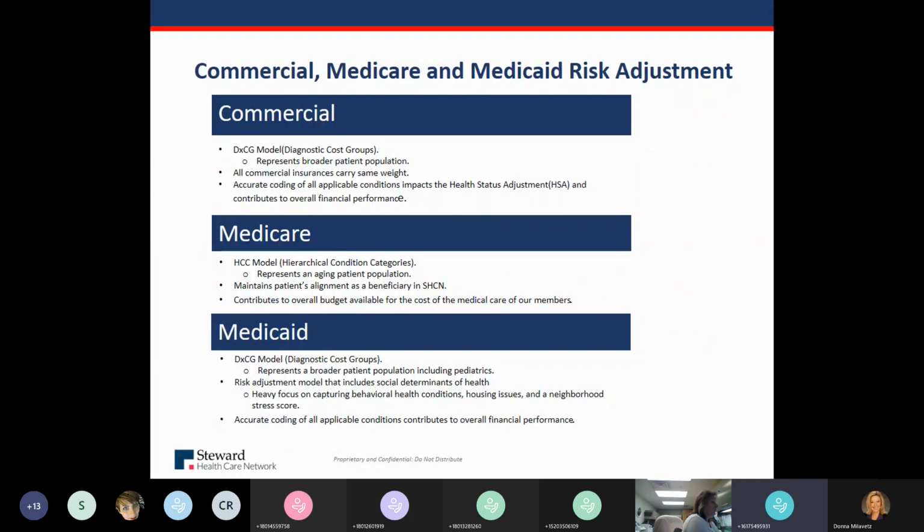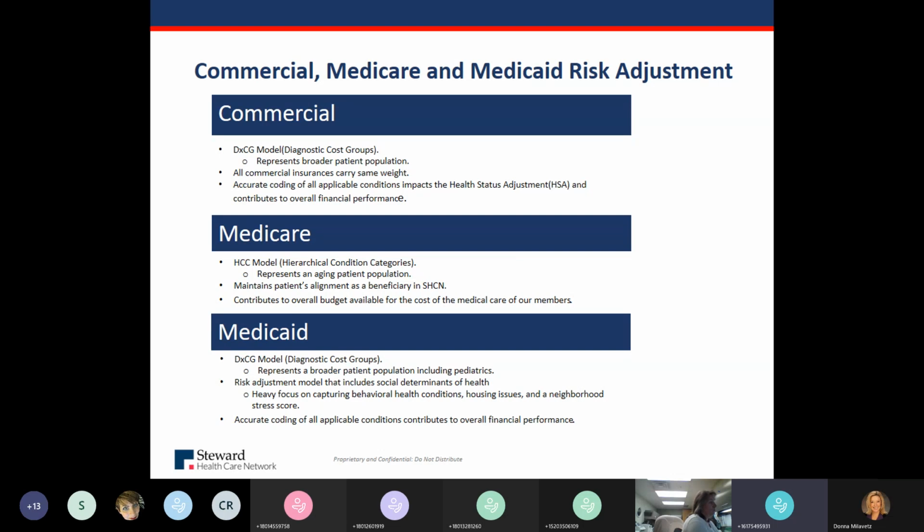So with commercial, that actually came into place with the ACA. The commercial and Medicare models are actually called the DXCG model. The DXCG model does not communicate all of the chronic conditions or acute conditions that have risk value. Only Medicare distributes every diagnosis that would actually increase your budget because the patient has that.